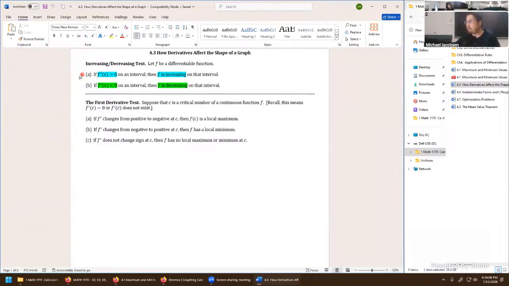It says if the derivative is positive on an interval, then f is increasing on that interval. If the derivative is negative on an interval, then f is decreasing on that interval. There's the first derivative test down below. Well, let's focus on one at a time, increasing, decreasing test to start.